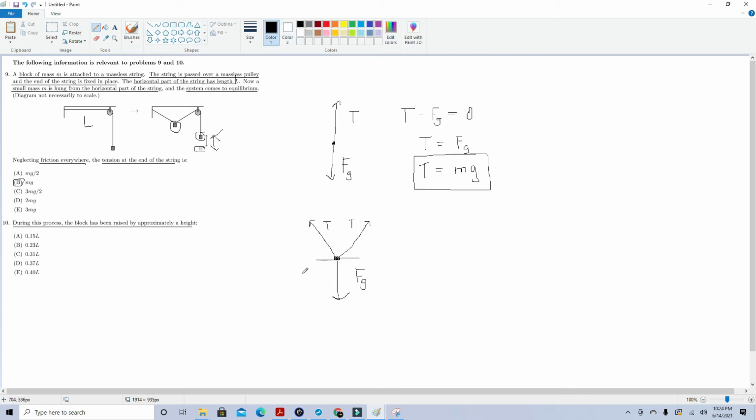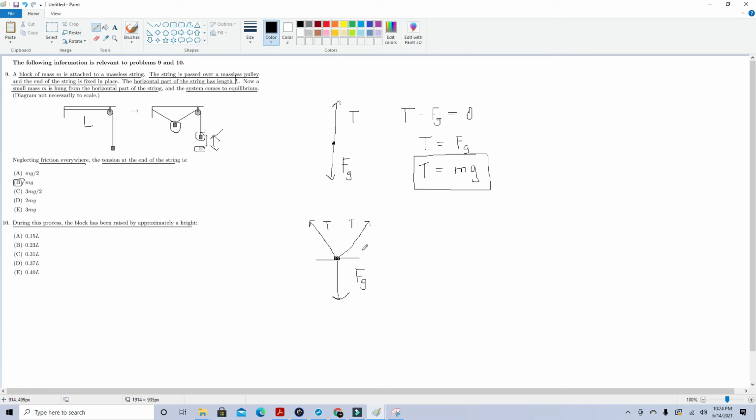So we know that the horizontal forces have been canceled. However, we see that the vertical forces have not been canceled. In the upwards direction, we see that the tension forces are acting, and in the downward direction, we see that the gravitational forces are acting.